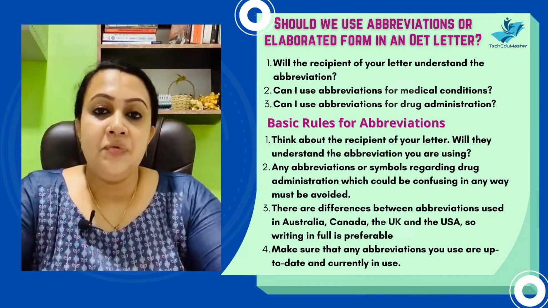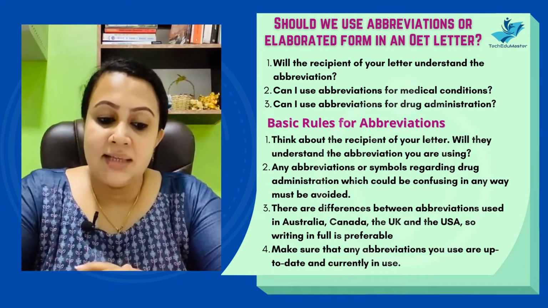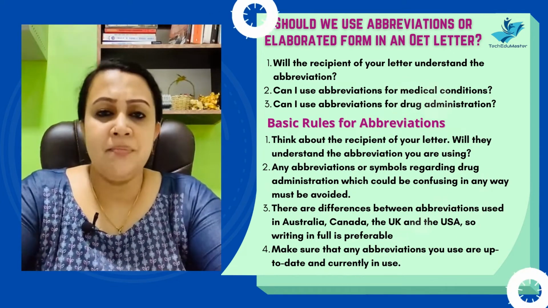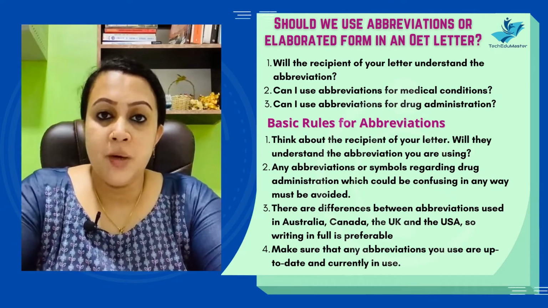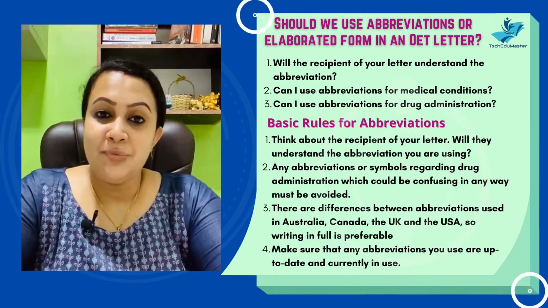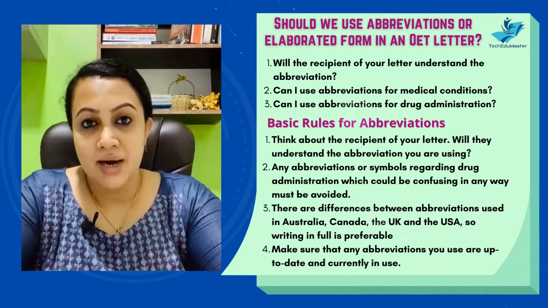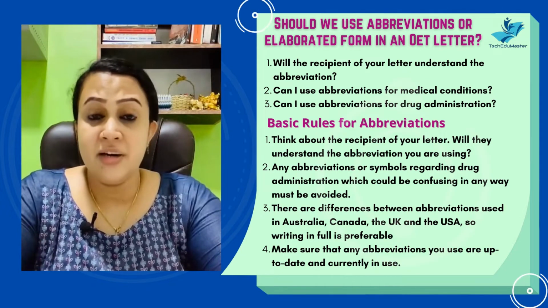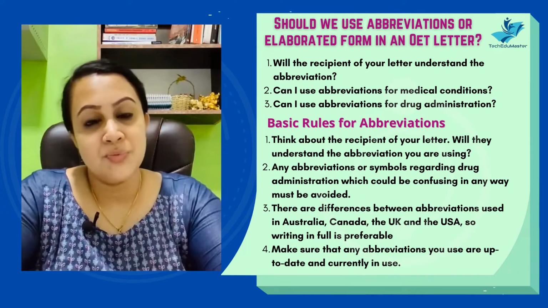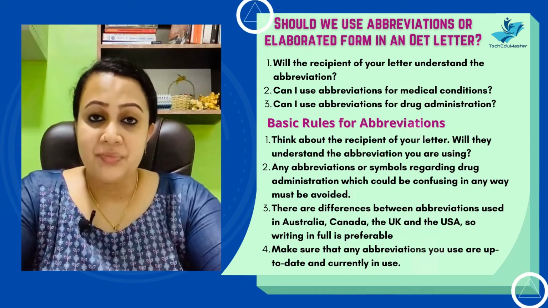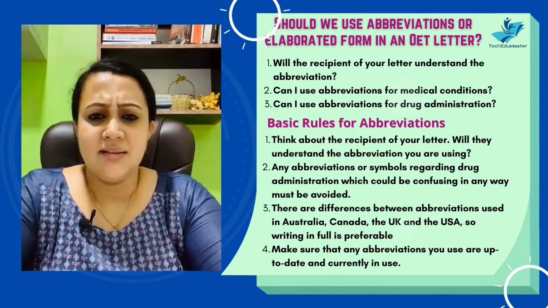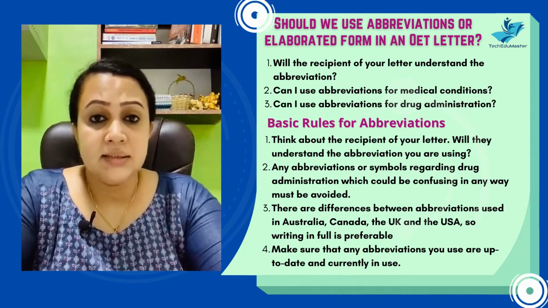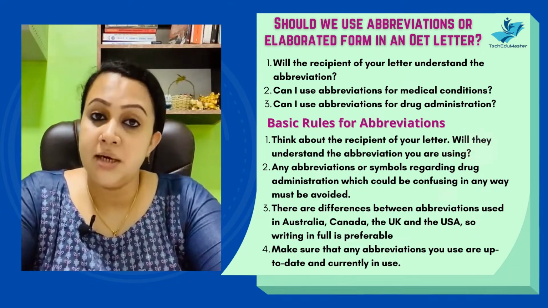Now the last guideline I would like to tell you is this. Most of the students have confusion; I have seen many students writing things like BID, 2/7. But to be frank, when you are writing about drug administration, it's always better to write the elaborated form. Never use symbols and abbreviations for these things in an OET letter. For example, BID is twice daily, so write that. And 2/7 is twice weekly, and PRN is as required.